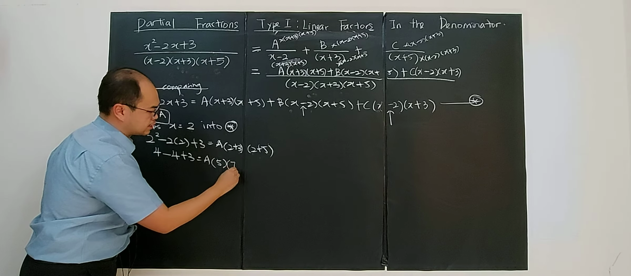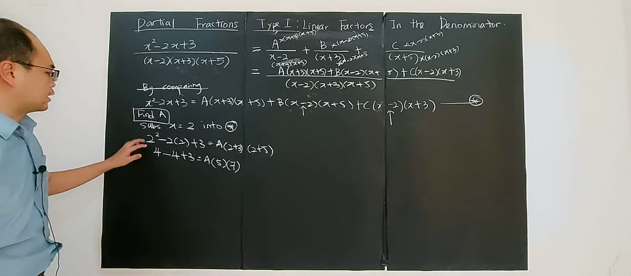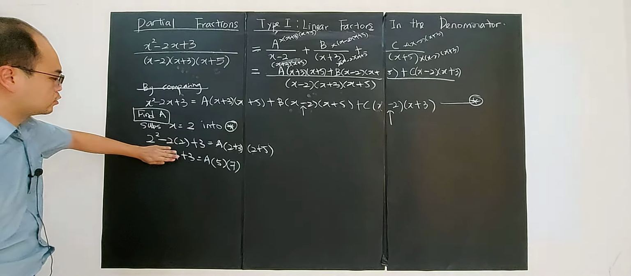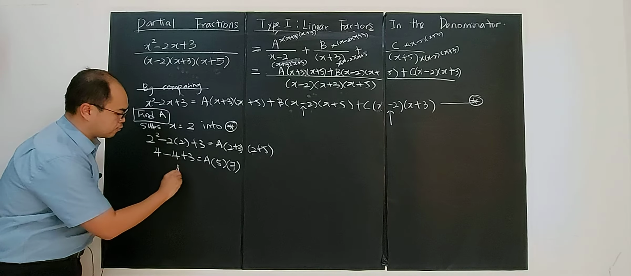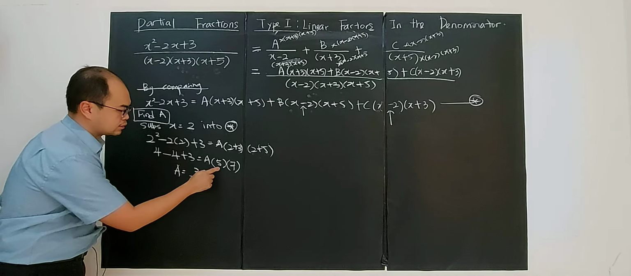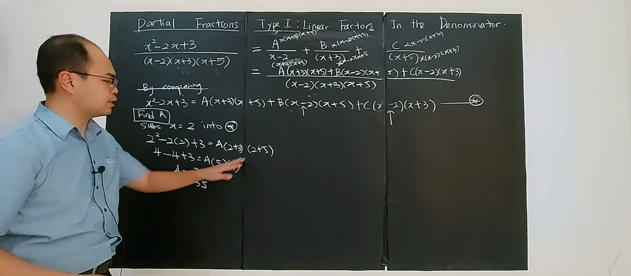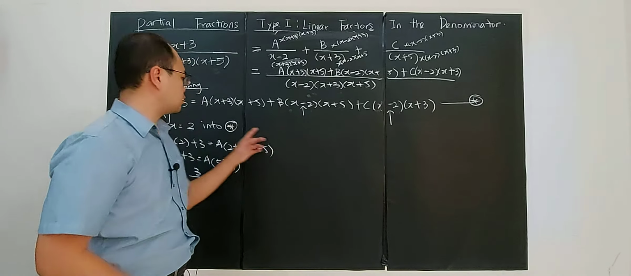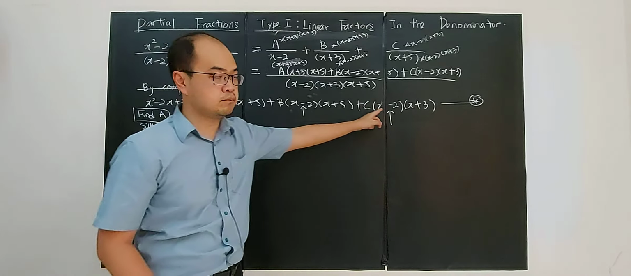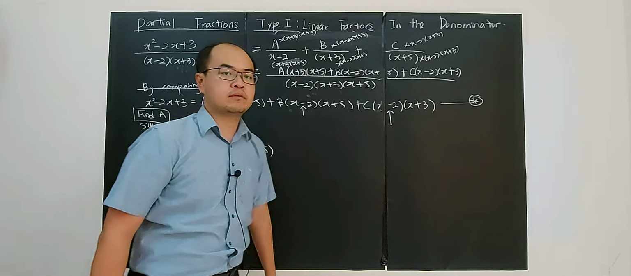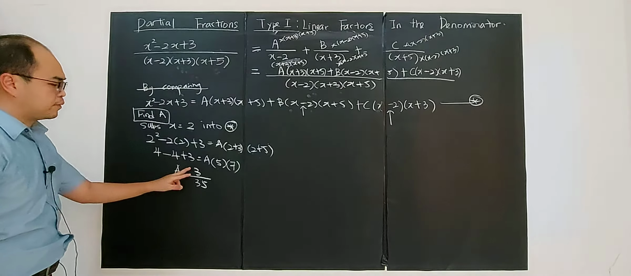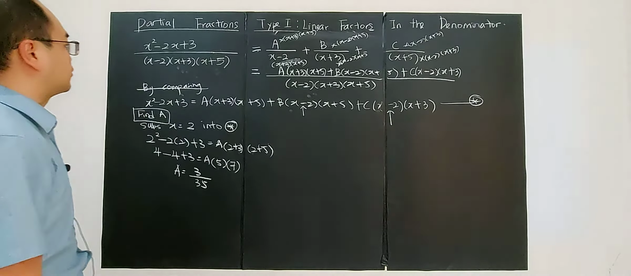2 plus 5 is 7, right? Then you have 4 minus 4, which is 0. So you have 3, which means that A will be 3 over 7 times 5, which is 35. Then you will have a question: where do the B and C go? Because you are substituting 2 into these two terms, of course they will be 0, right? The whole thing here. So A will be 3 over 35, right?